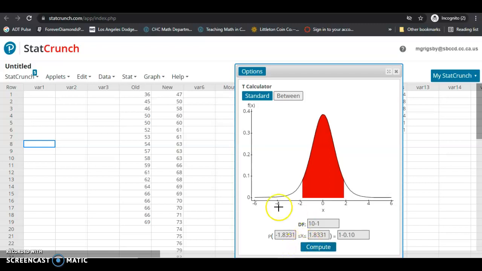Because the t-distribution is symmetric, the critical values are the same value, but one's negative and the other's positive. We're going to round these to 2 decimal places. So for this two-tailed test, the rejection regions are in the left tail and in the right tail. The critical values are negative 1.83 and positive 1.83.